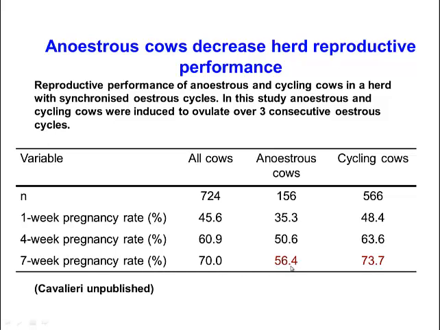By the end of 7 weeks of mating, we can see that there's almost 20% more of the cycling cows pregnant compared to the anestrus cows. Now this is still not too bad for the anestrus cows, but it means that quite a few of them still are not pregnant compared to the cycling cows, and so that's going to cause delayed conception and an increase in culling rates amongst these cows. So it's undesirable to have anestrus cows in the herd when you're trying to start mating, and even if you force ovulate them, you'll still find that their fertility is less than compared to cycling cows.